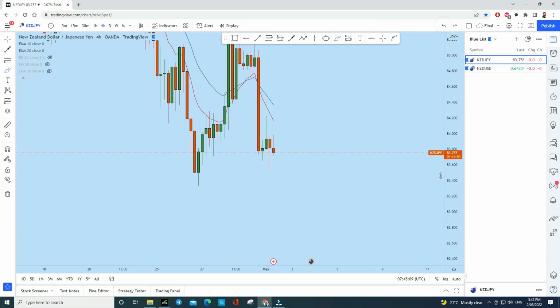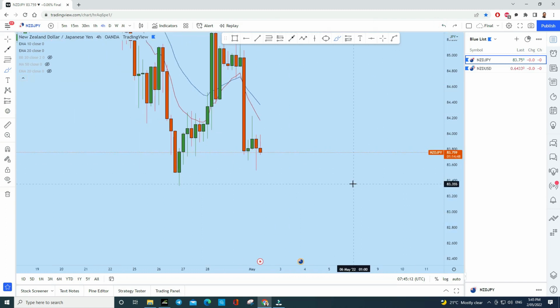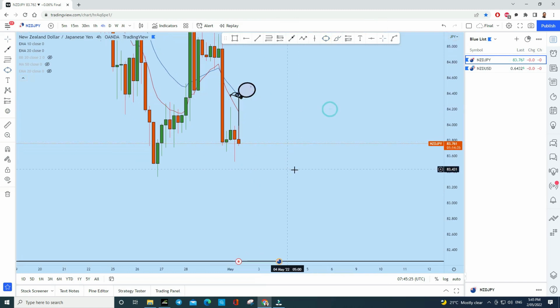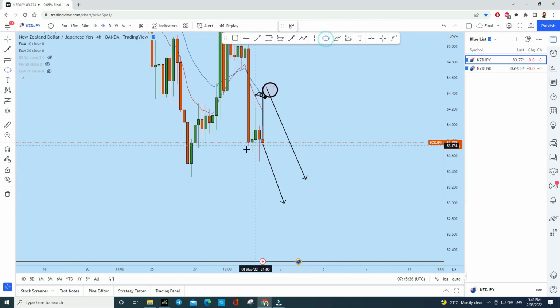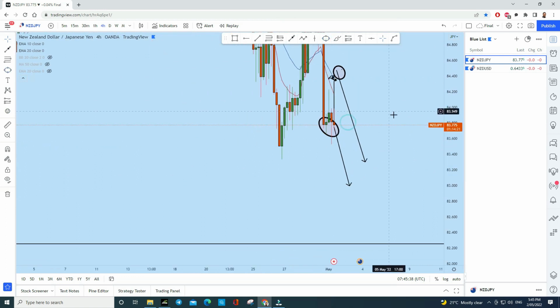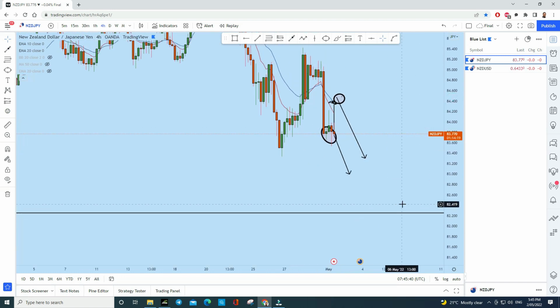So we will be waiting for this 4-hour candle to close. We might see a spike to the upside. We don't know. In case we see a spike, we'll definitely take a short trade from here according to the rules of our strategy. On the other hand, if we see NZDJPY just break down from here without a spike, and we see a strong enough bearish engulfing candle, then we will also consider shorting NZDJPY from this zone to take this big move to the downside.